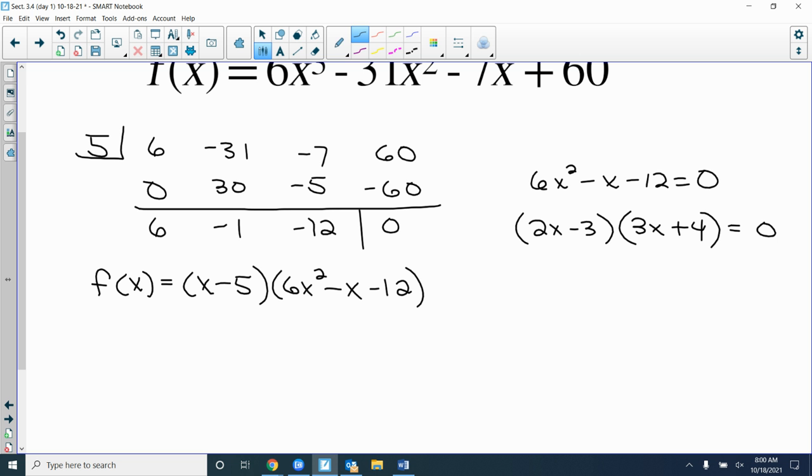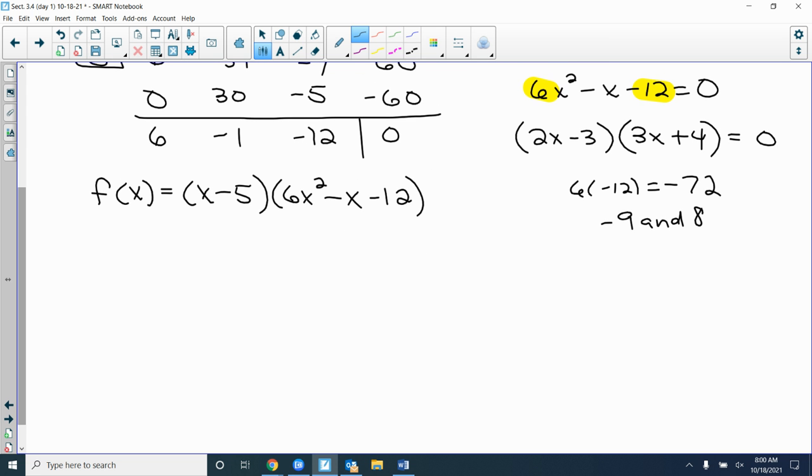Grouping. All right, when you do grouping, just a little reminder, because I know a lot of you do this. You take 6 times negative 12, which is negative 72, and you find two numbers that multiply to negative 72 and add to the middle number, which is negative 1. So it's negative 9 and 8. Now, don't forget, when you get those numbers, they're not your answer. You got to do 6x squared minus 9x plus 8x minus 12 equals 0.